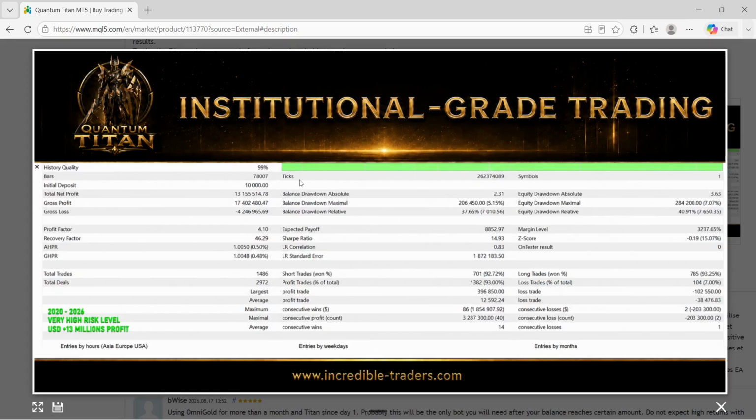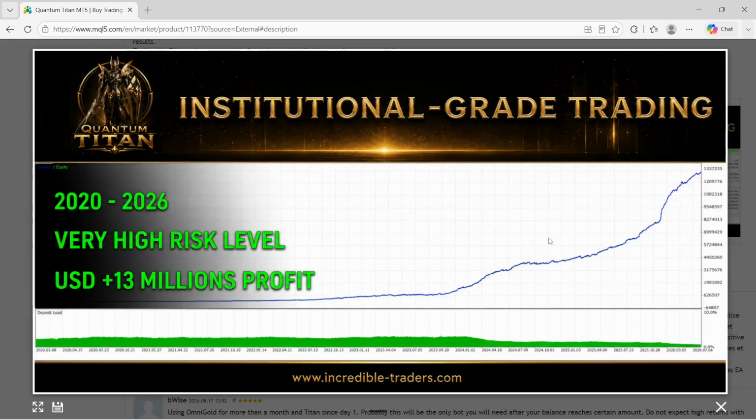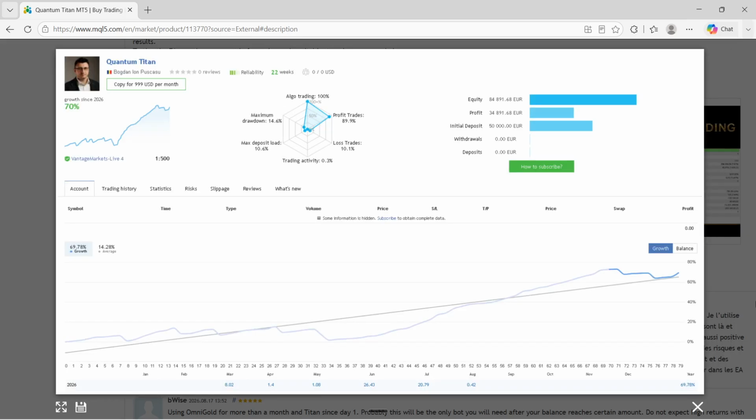You can see the performance for an initial deposit of $10,000. You can see there was total net profit of over $13 million. That's how it looks. You can see the equity curve as well. And all these were presented by the developer. But does it actually hold up when I put it through my own personal backtest? Let's quickly take a look.